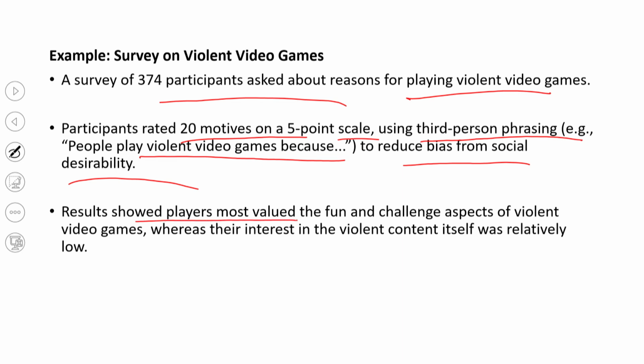Results show players most valued the fun and challenge aspect of violent video games, whereas their interest in the violent content itself was relatively low.